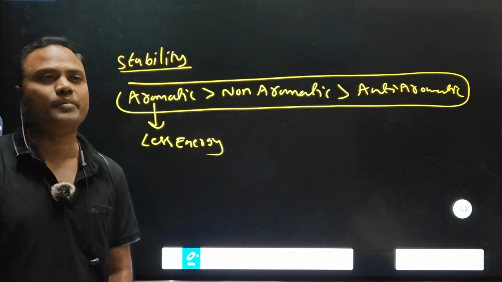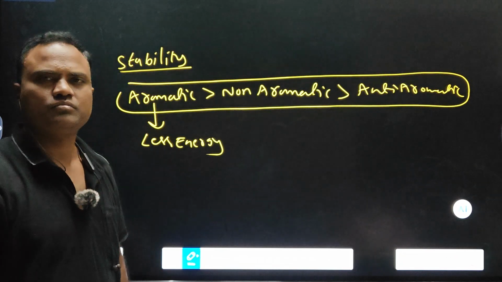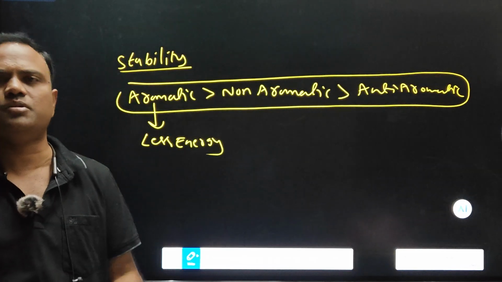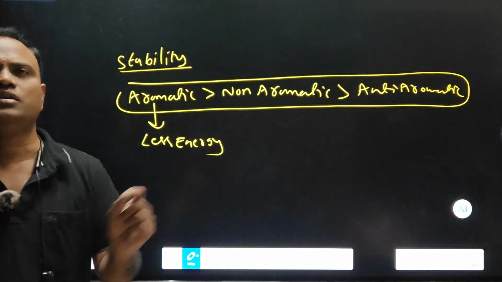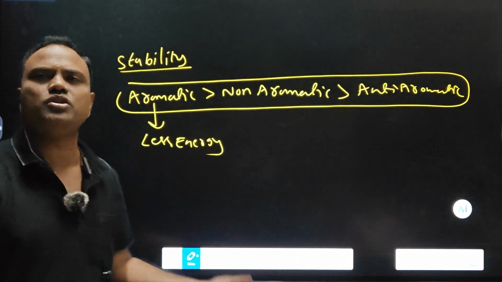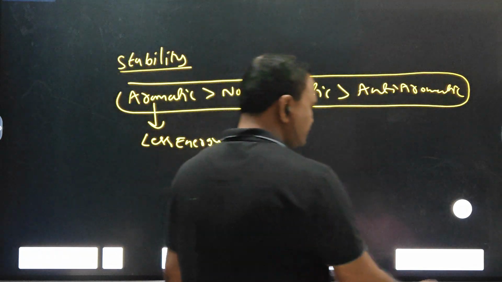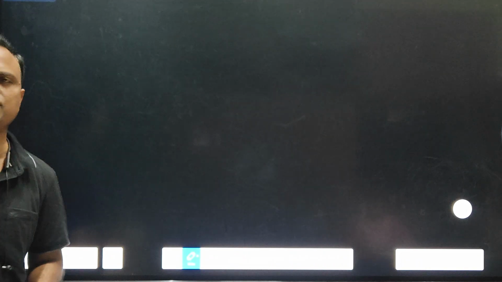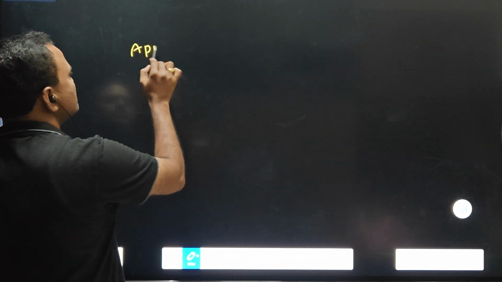You have to check for the aromatic compound. Which is the aromatic compound? That is stable. Identify the more stable compound. You will get one aromatic, one anti-aromatic, one non-aromatic. Then which is more stable? Aromatic. You know how to check aromatic? Yes or no? Right. Let us see some applications of the concept of aromaticity.